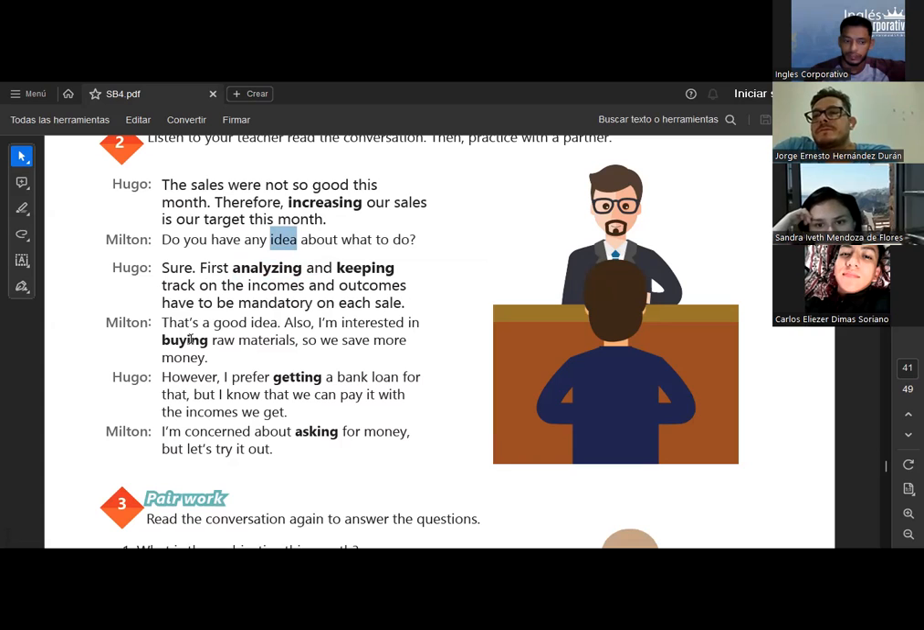Buying, yes. Teacher, how do you say bank loan or loan? Bank loan. Bank. Ambas están correctas. You can say bank or you can say bank. Okay. Bank loan, préstamo bancario, préstamo de banco, un préstamo. Yes. Bank loan, yes. All right. Getting is correct.